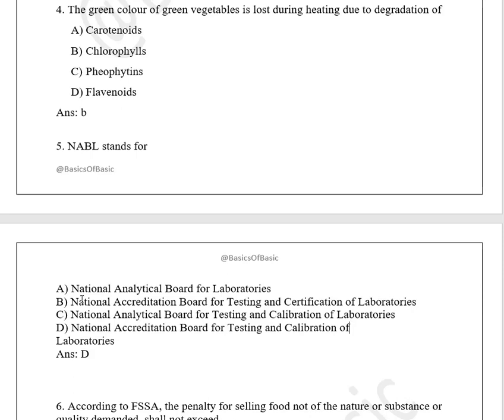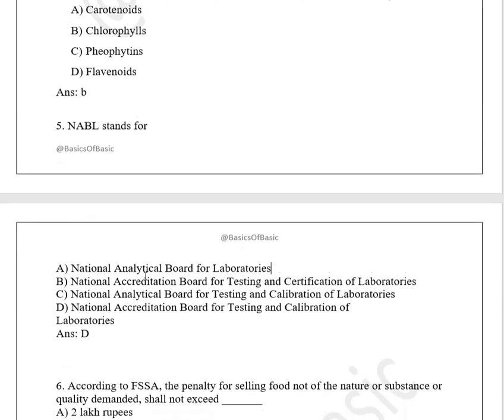What you can do is take a notebook and write down all the important abbreviations. If you want, I can make a separate video only on the abbreviations. There are at least 50 to 60 abbreviations. After writing them in separate notes, you'll have a grip over all of them, and if any question out of those 50 or 60 comes, you'll have a proper link between those things and can solve the question. Here NABL stands for National Accreditation Board for Testing and Calibration of Laboratories. Don't get confused between B and D, which are almost similar, but here D is the answer.